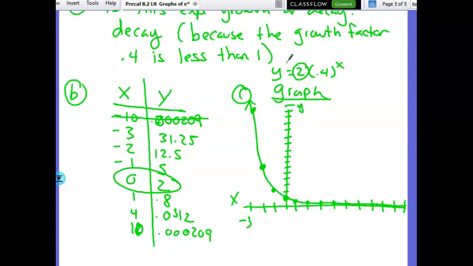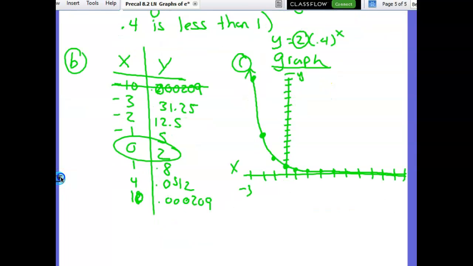Okay. All right. So there's one thing, and in case you haven't noticed, for today's problems, all day today, our horizontal asymptote is going to be the y-axis. But once again, that'll change tomorrow. Okay. So there's our graph, and see how it's going down like we would expect because the growth factor is less than 1.